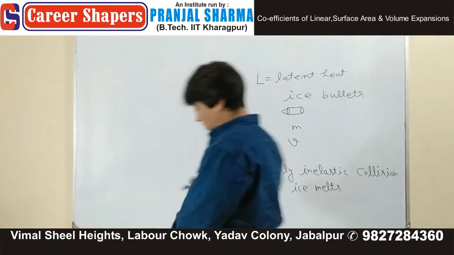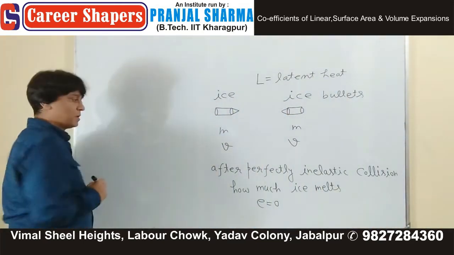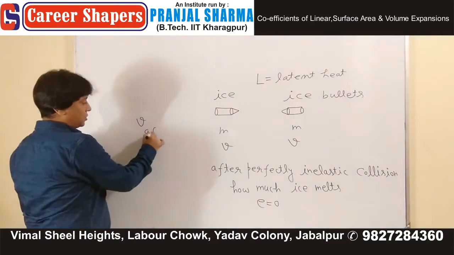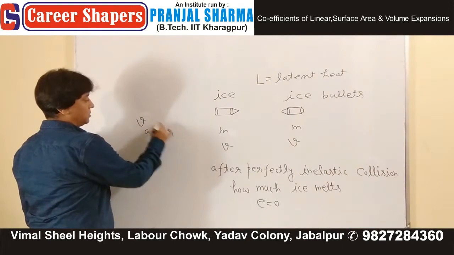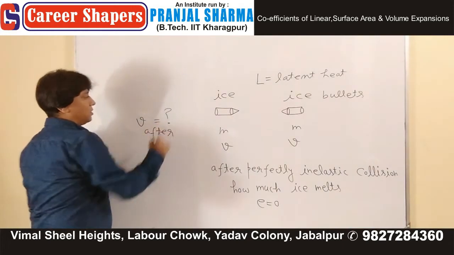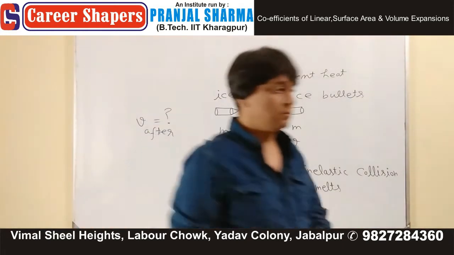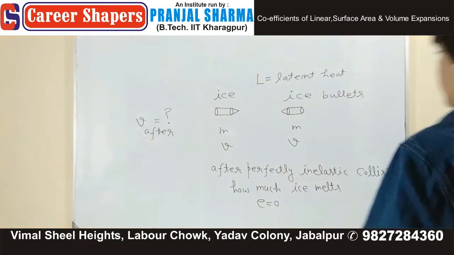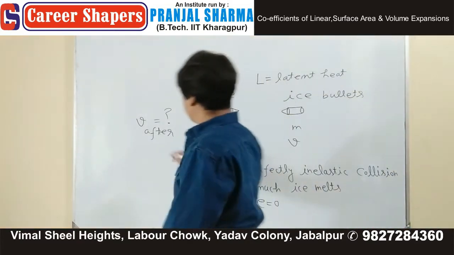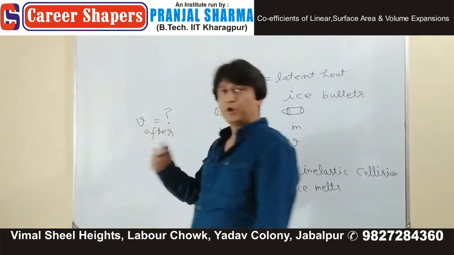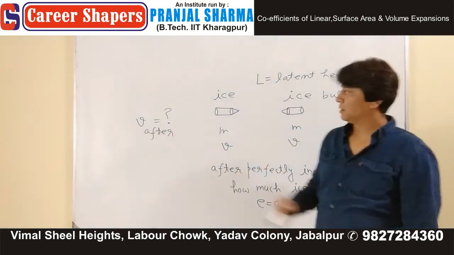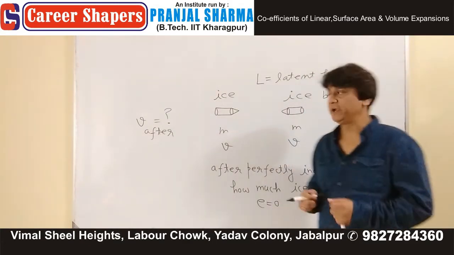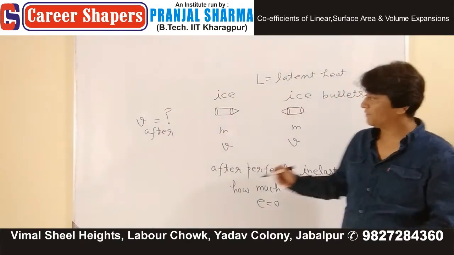Then try to find the velocity after the collision. With what velocity are these bullets moving after the collision? Let's see how many of you can answer this. Try to answer this part: with what speed are these bullets moving after the collision?